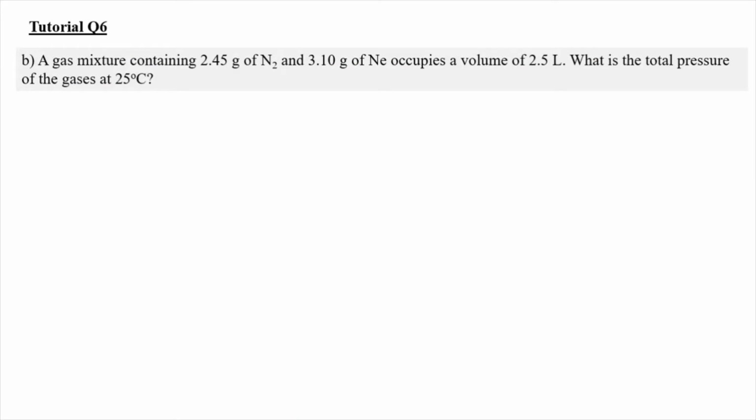For question 6, a gas mixture containing 2.45 gram of nitrogen and 3.10 gram of neon occupies a volume of 2.5 liter. What is the total pressure of the gases at 25 degrees Celsius? You can imagine that you have two gases in the flask. You have nitrogen gas and neon gas. The nitrogen gas will have a mass of 2.45 gram and the neon will have a mass of 3.10 gram. The total volume of the container is 2.5 liter. So we need to find the total pressure.